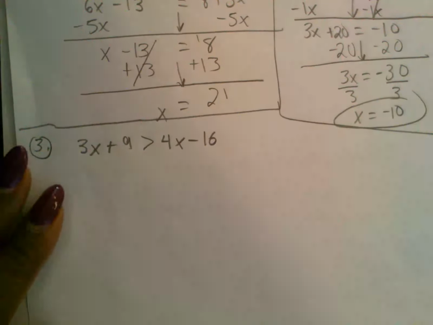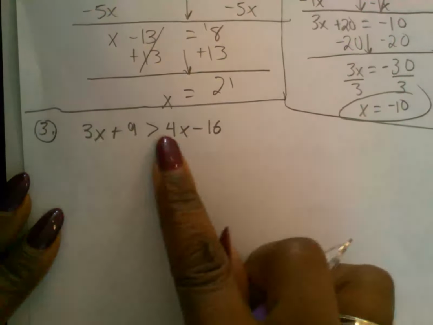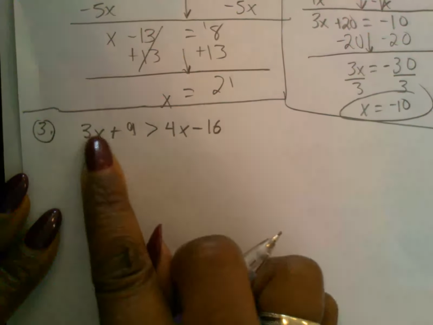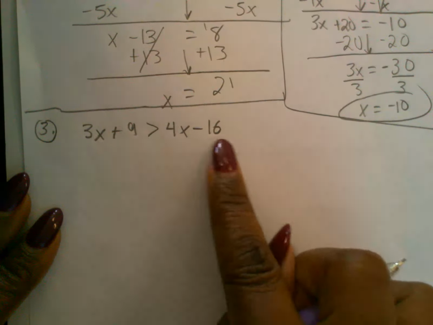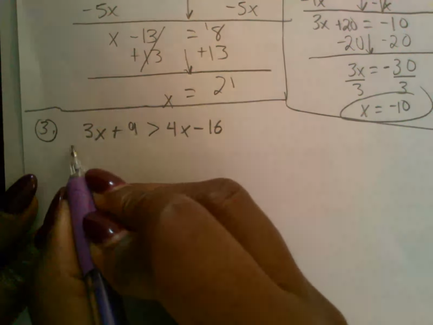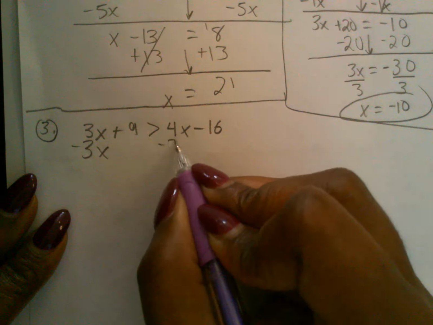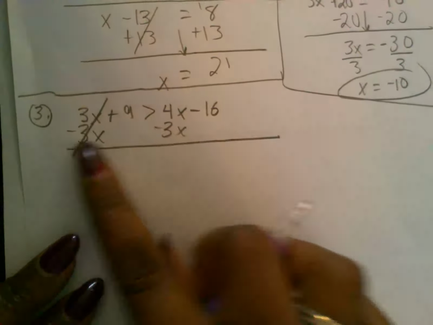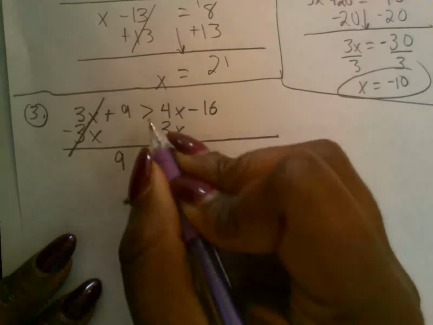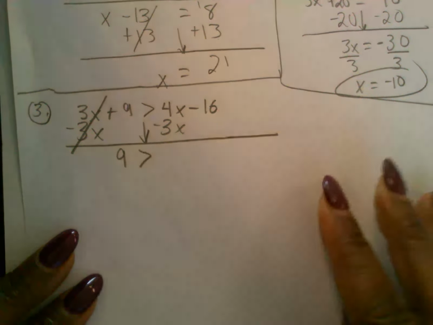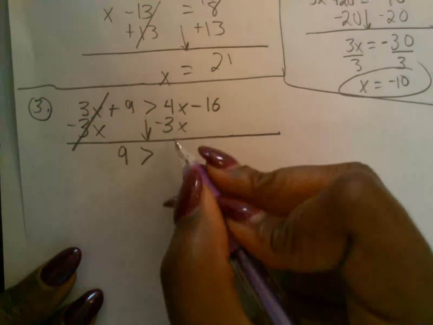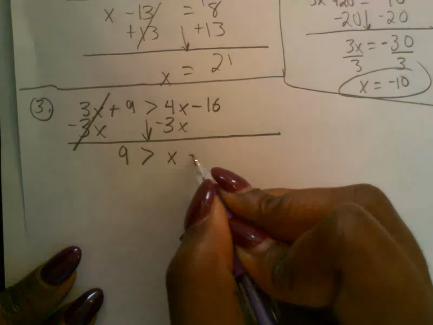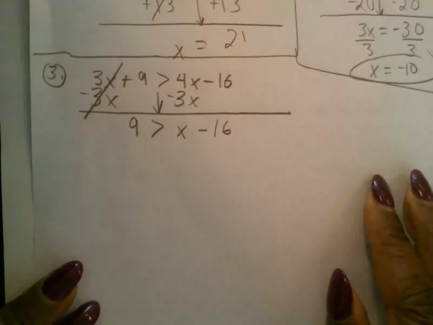Okay, so no distributive property. Can't combine these two terms. Can't combine these. I'm going to move the x's to the same side. This is gone, moving the smaller one. I'm left with positive 9. Bring down the greater than sign. When I subtract, this gives me just 1x or just x.